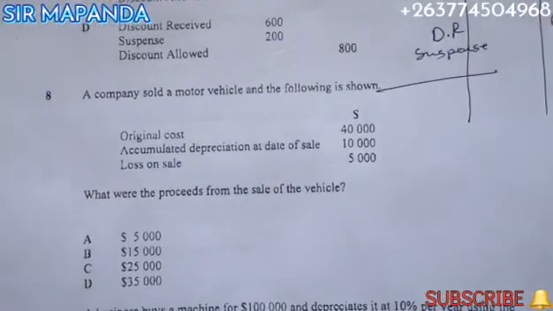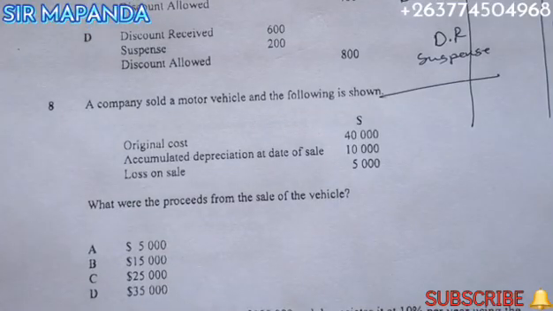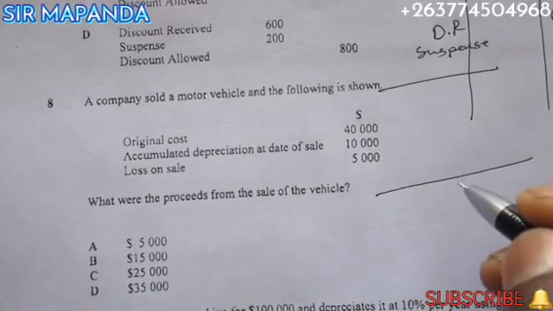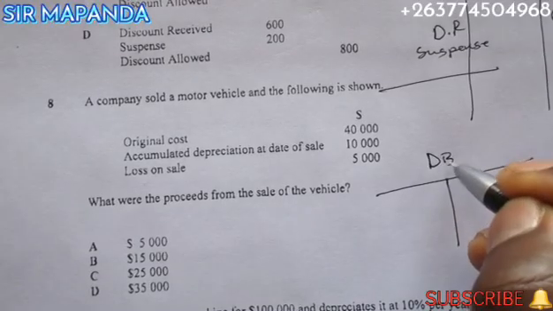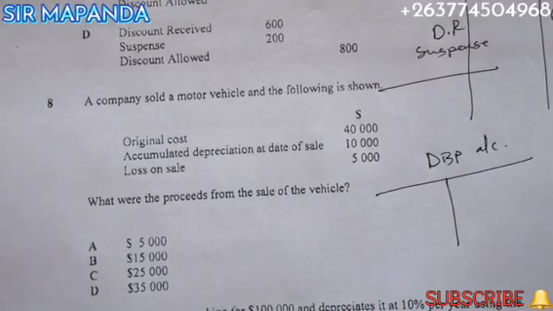We move on to question number 8. A company sold a motor vehicle and the following is shown. Original cost 40,000, accumulated depreciation at the date of sale 10,000, loss on sale 5,000. What were the proceeds? Remember, the proceeds refer to the amount that we received either by check or by cash when we sold the vehicle. To find this amount, you prepare a disposal account. I hope you are following.